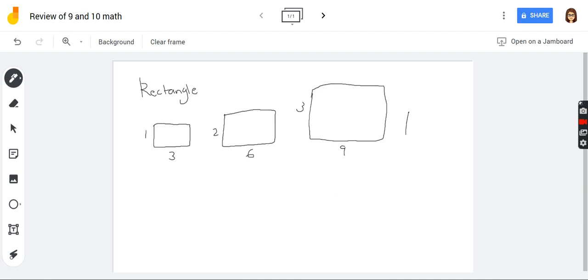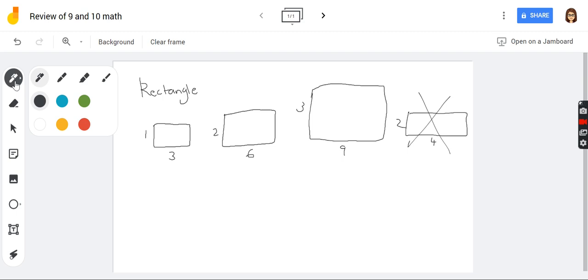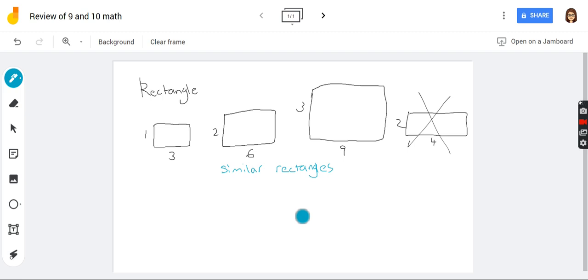Now notice if I made one that was like a 2 by 4, that would not have the same shape as all the others. And so what do we call figures that are the same shape but different size? We call them similar figures. So these are called similar rectangles. The reason I'm writing this in blue is that every time we cover a concept, I'm going to write the name of that concept in blue.